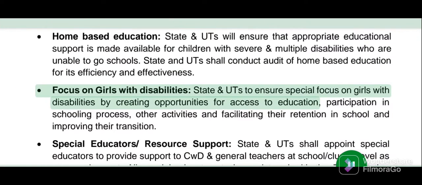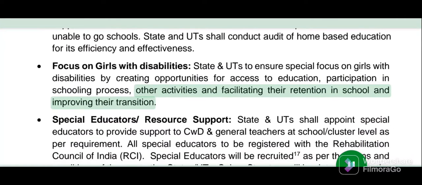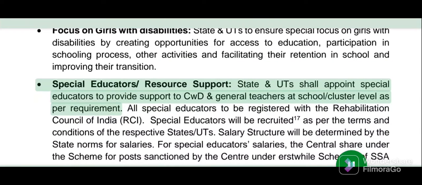Focus on girls with disabilities. State and UTs to ensure special focus on girls with disabilities by creating opportunities for access to education, participation in schooling process, other activities and facilitating their attention in school and improving their transition. Special educators resource support. State and UTs shall appoint special educators to provide support to CWD and general teachers at school cluster level as per requirement.